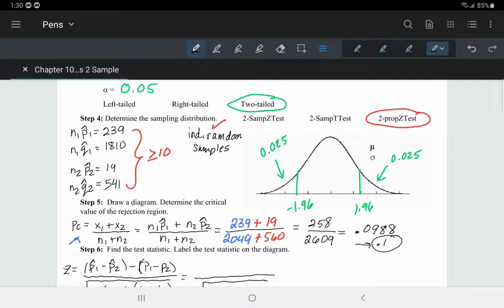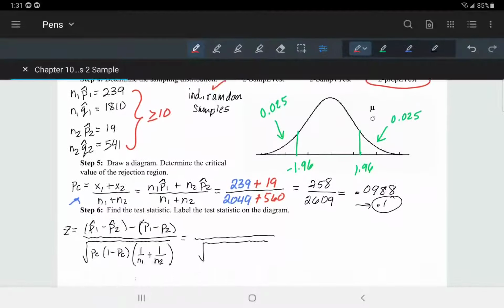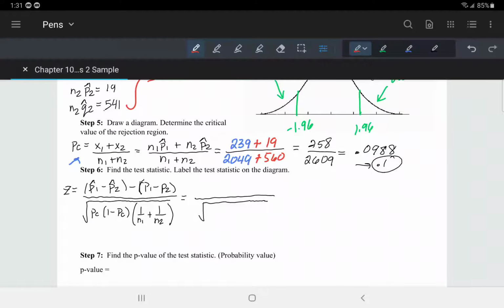So we'll use that value in the next calculation. To calculate z, we have to take P1, that was the 239 out of 2049. Let's just use the decimal approximation, 0.1166. And we will use the decimal approximation for P hat 2 as well, which is 0.0339.